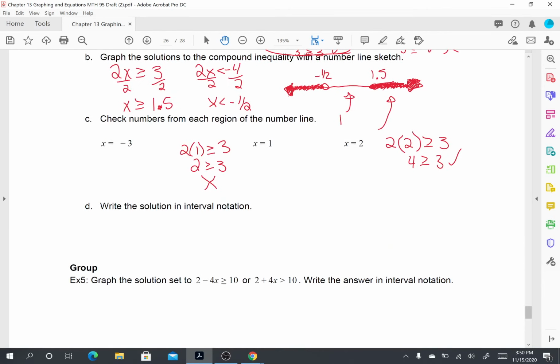Write the solution in interval notation. So we'll have from the smallest value, from negative infinity to negative a half, union with next value, and there I just made a mistake. Maybe you see it. I needed to do an inclusive bracket instead of a parenthesis there because it was allowed to equal 1.5.